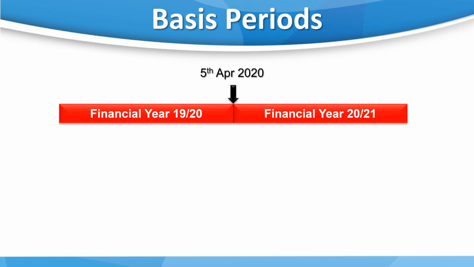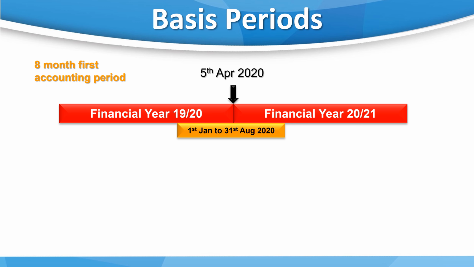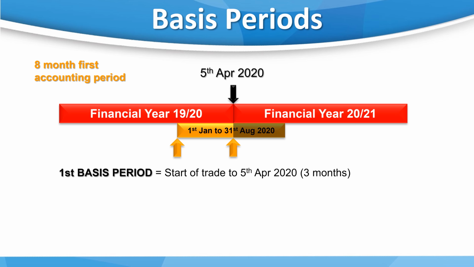Let's take a business which starts on the 1st of January 2020, but where the owner decides that a suitable year end would be at the end of August. In this case, the business will have a first accounting period of 8 months, the 1st of January to the 31st of August. We start off, as always, with the first basis period being from the start of business to the 5th of April. Remember that the financial year in which the first profits will be taxed will be the financial year in which the business starts.